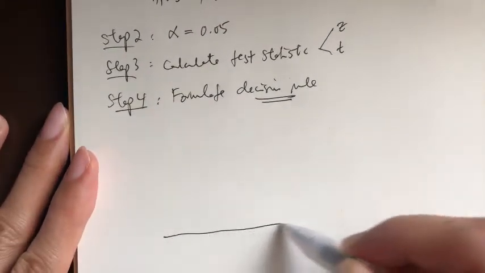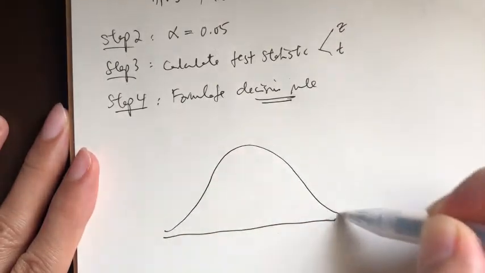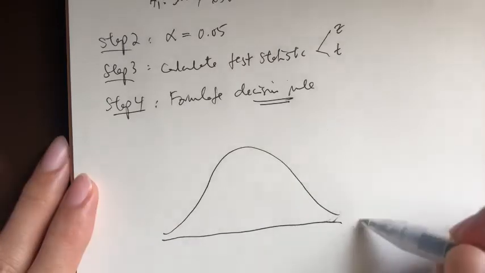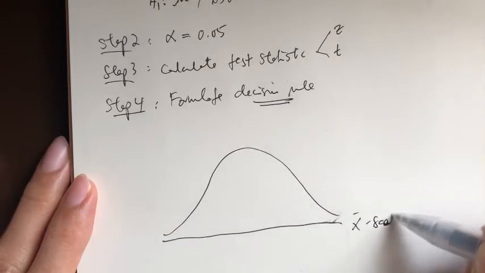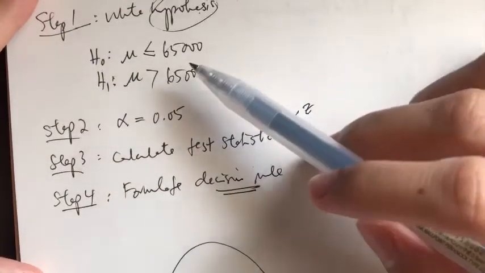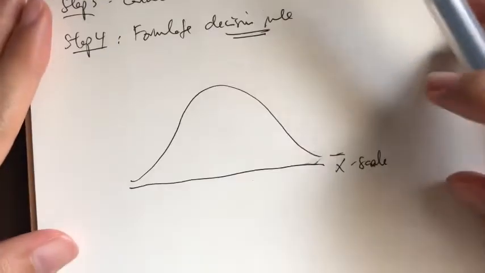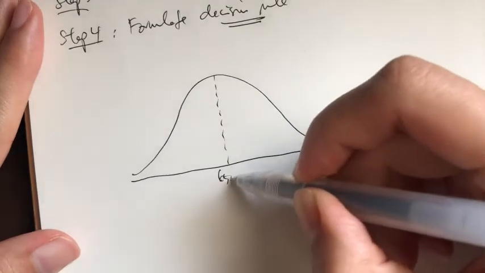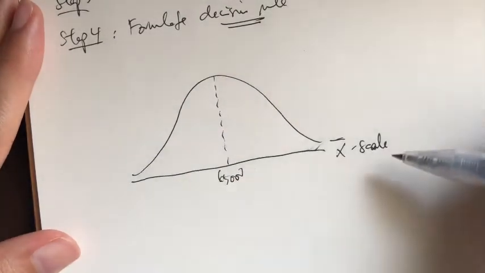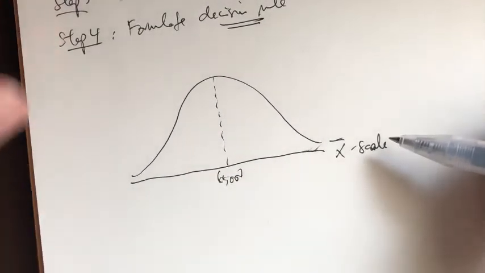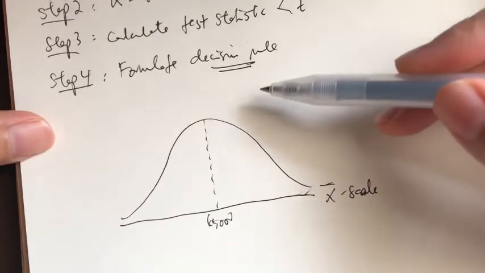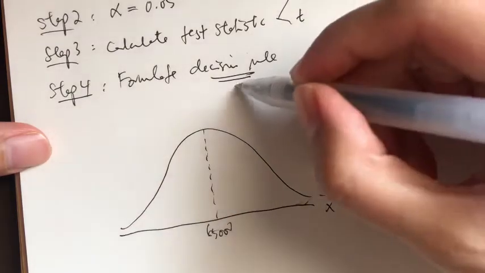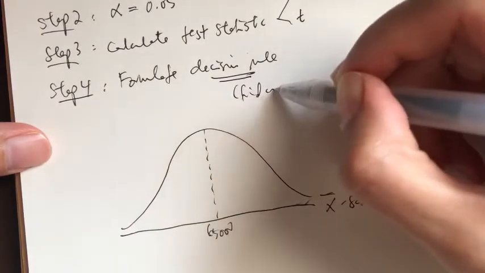We sketch our regular normal distribution. This is basically our X scale. Now we know from the question that the average here is $65,000. Let's write it down, 65,000, which is our X scale. Since we're going to formulate the decision rule, we need to find our critical value. Let's write it down here as well.